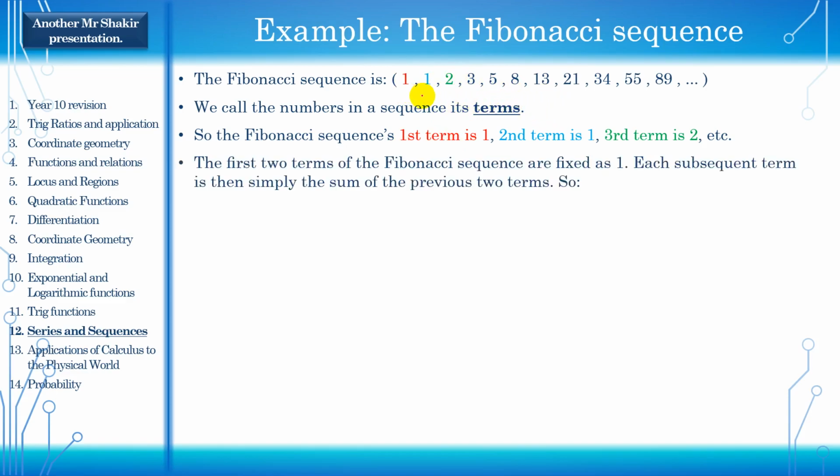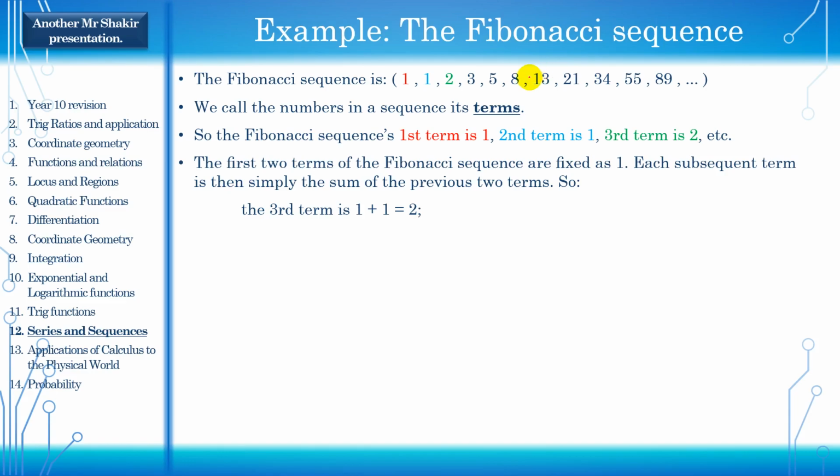Well, 1 and 1 are the first two terms, and every term thereafter is basically the sum of the previous two terms. So to get the third term, we just add the previous two terms. 1 plus 1 is 2. And to get the next term, the fourth term, we look at the last two numbers and we add them together. 1 plus 2 is 3. 2 plus 3 is 5. 5 plus 3 is 8. 8 plus 5 is 13. And so on and so forth.